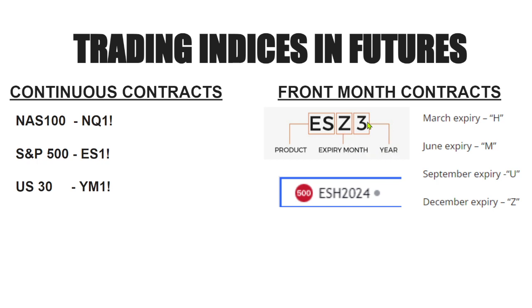And then you have the last section, which is your year. So for example, the current one now, we have ES, the middle symbol is H because it expires in March, and then the year 2024. Okay. So I'll leave this up for a second in case you want to write down the contract expiry months. Okay.